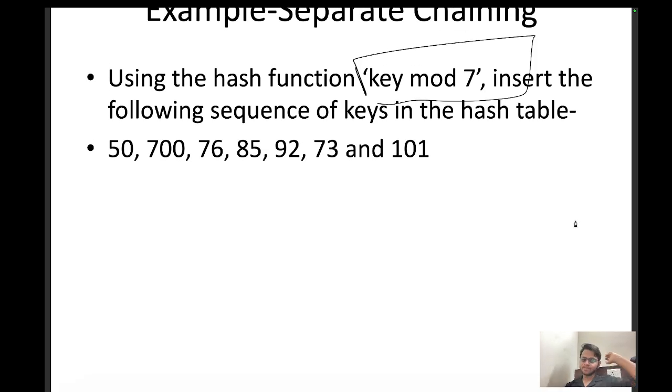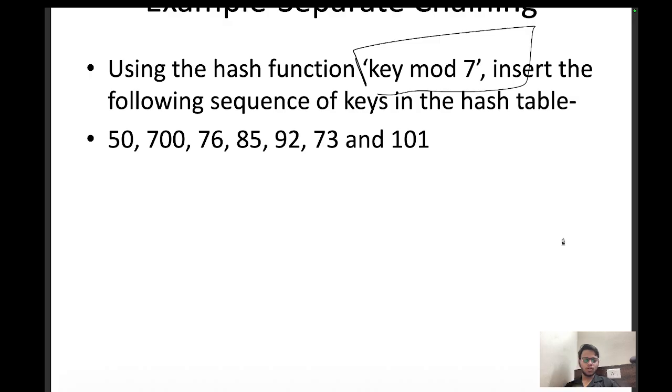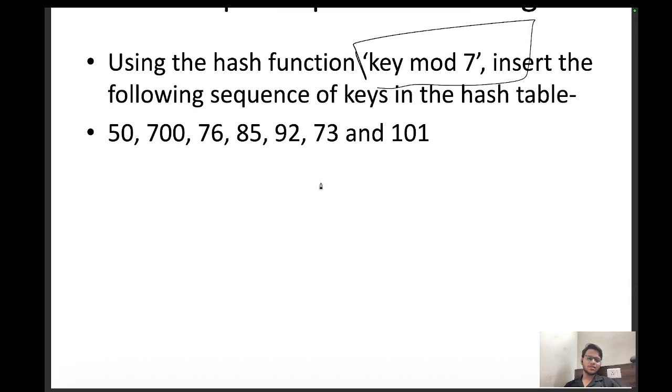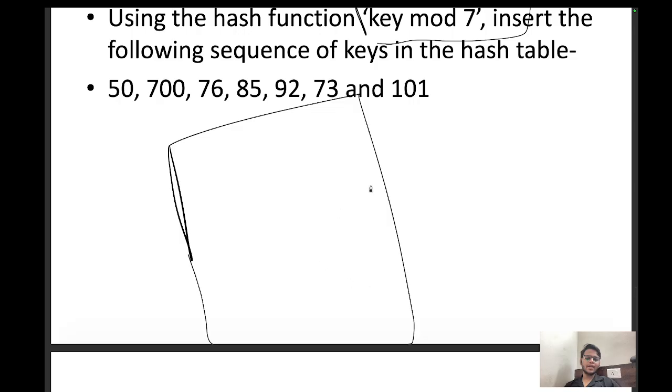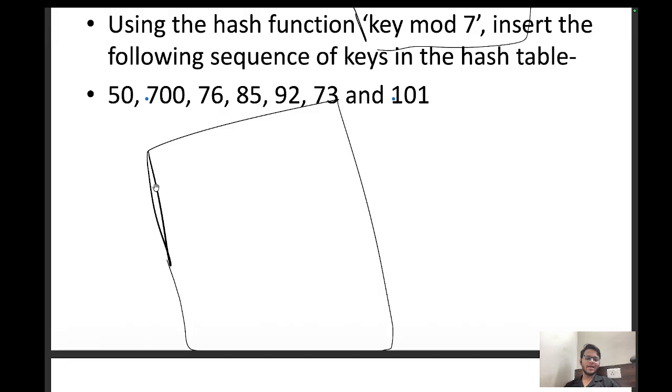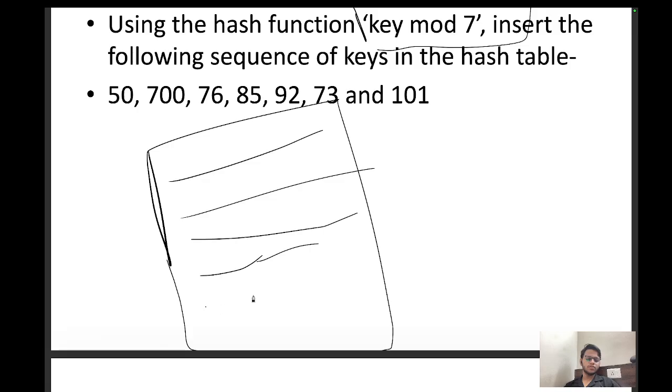So now let us try to solve this question. Let us make one array. This is the array which I'm going to take for this question, and I'm going to make seven divisions in it. One, two, three, four, five, six, and seven. And I'm numbering it as zero, one, two, three, four, five, six.